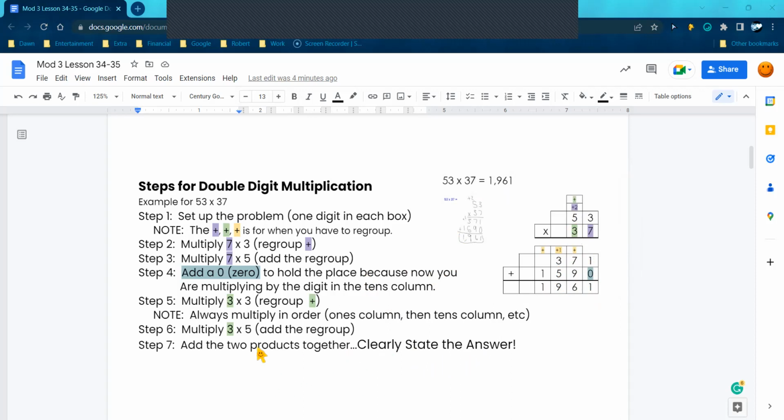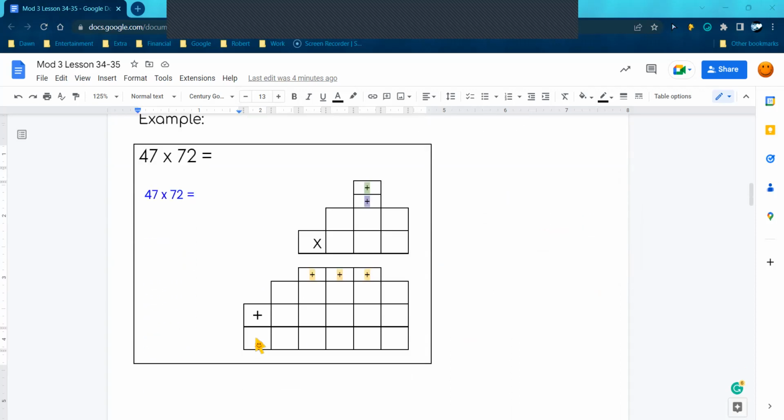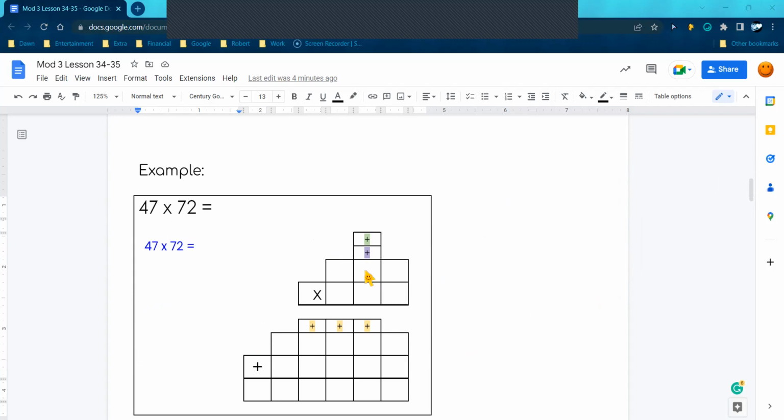Now that we see the steps, let's go look at an example. We have 47 times 72. So right here, I'm going to pick which number I want to do first. It doesn't matter which way it goes, because the associative property states that you can put the numbers in any order. I tend to put the bigger number on top and then multiply the smaller number. Or you could do it the other way, where you write it the way it's written.